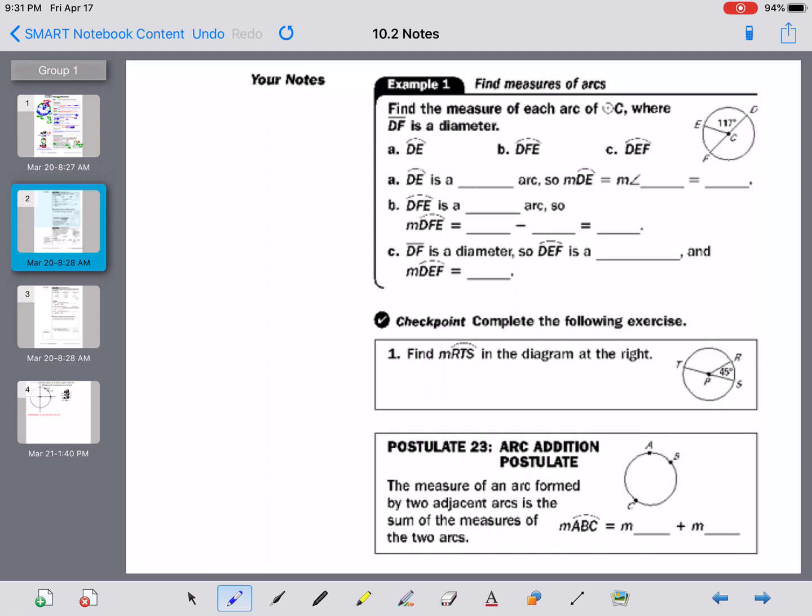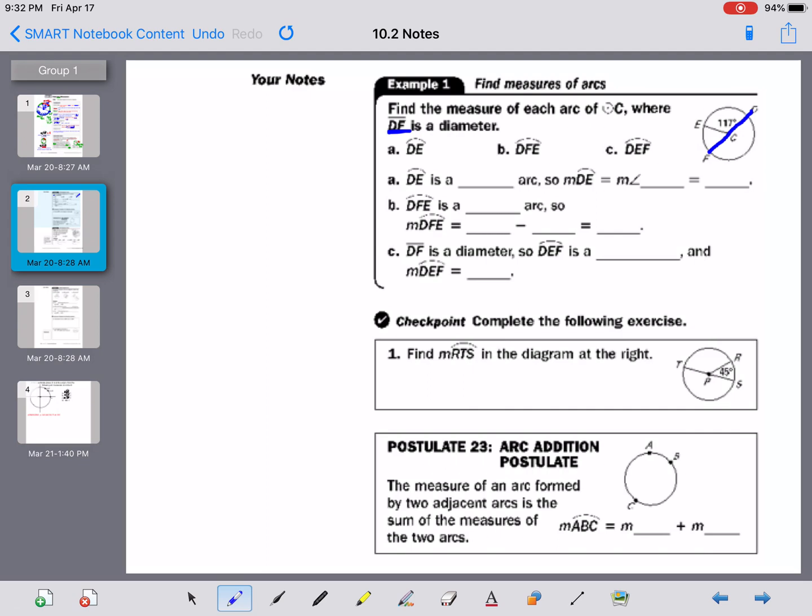All right, on page 2 here, you'll notice we have a circle, and we're going to work on finding the measure of each arc, and we're going to tell if each arc is a minor arc, a major arc, or a semicircle. So we see that we have circle C. I want to point out to you that they do tell us that DF is a diameter. That's important to know because that means it's splitting that circle in half, which also means it's going to split all of that 360 degrees around the outside in half. So quick reminder, 360 on the full circle.